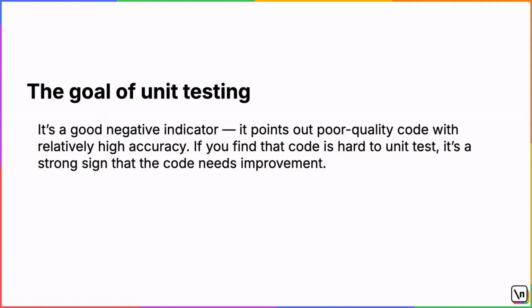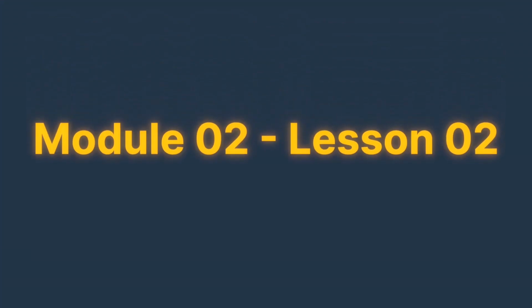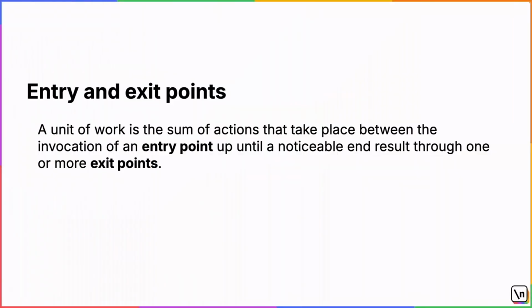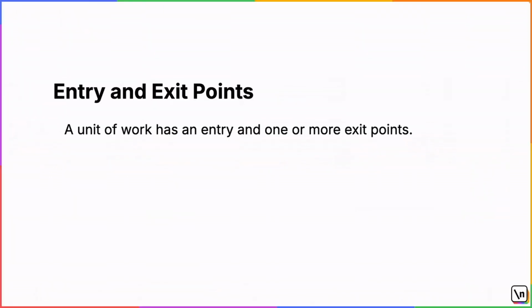In the next lesson, we'll further discuss unit testing, specifically entry and exit points, and how these inform how you test a unit. In this lesson, we will explore the importance of identifying the entry and exit points in a unit of work and how to test them effectively. In unit testing, a unit of work can be a single function or a module. Regardless of its size, every unit of work has an entry point that can be triggered from the outside, and it always ends up doing something useful. If a unit of work doesn't do anything useful, it's better to remove it from our code base.